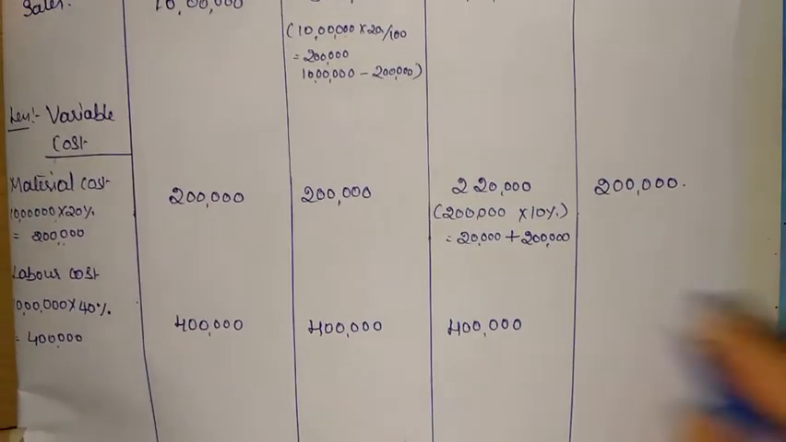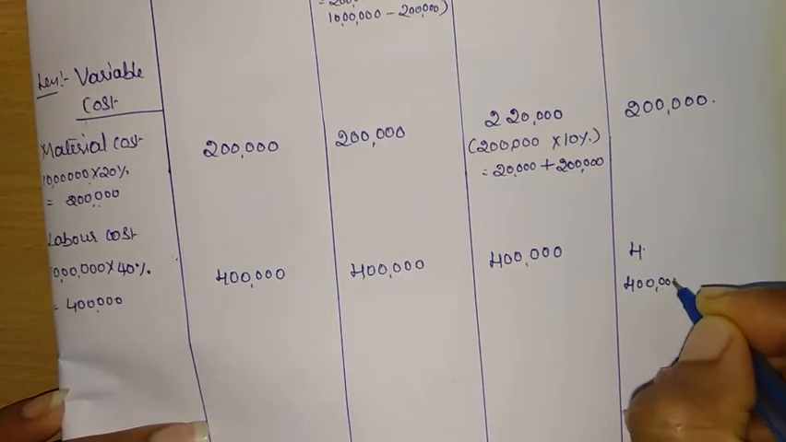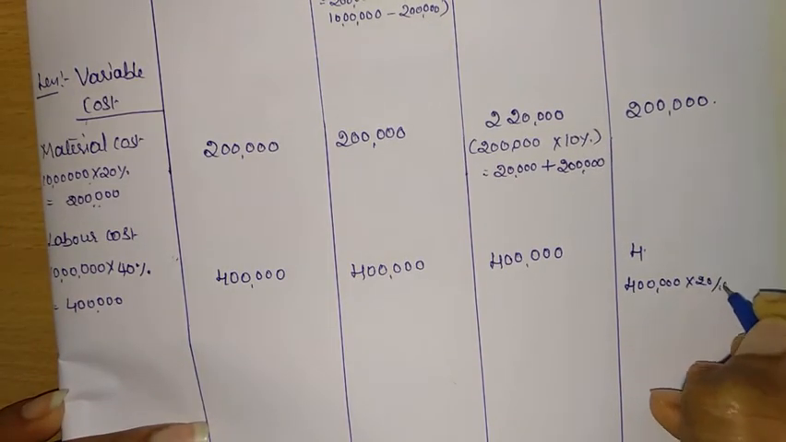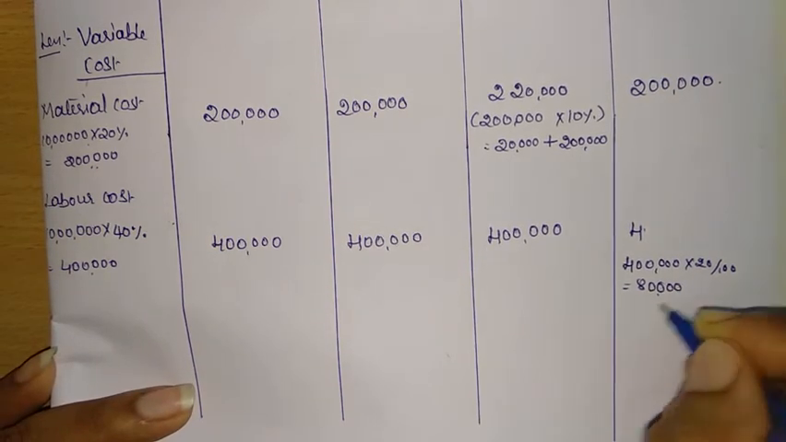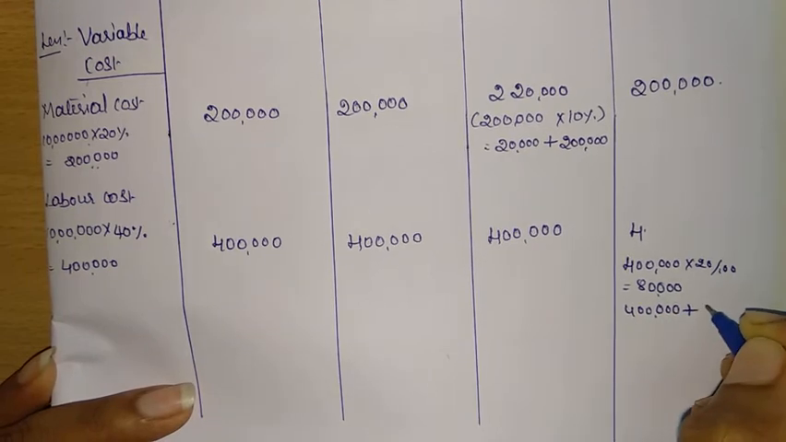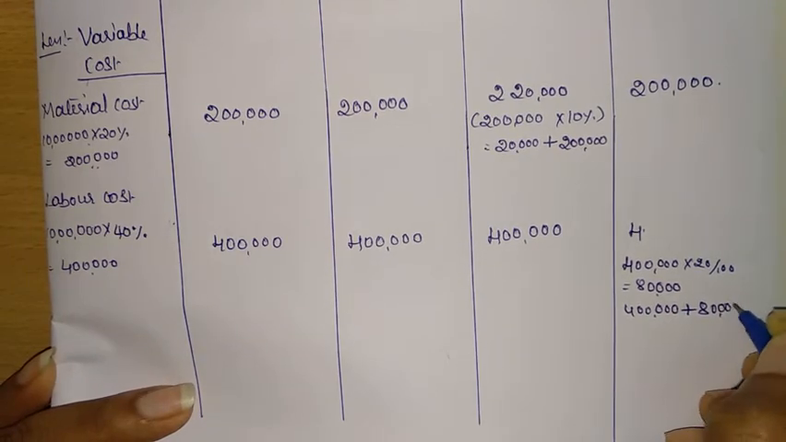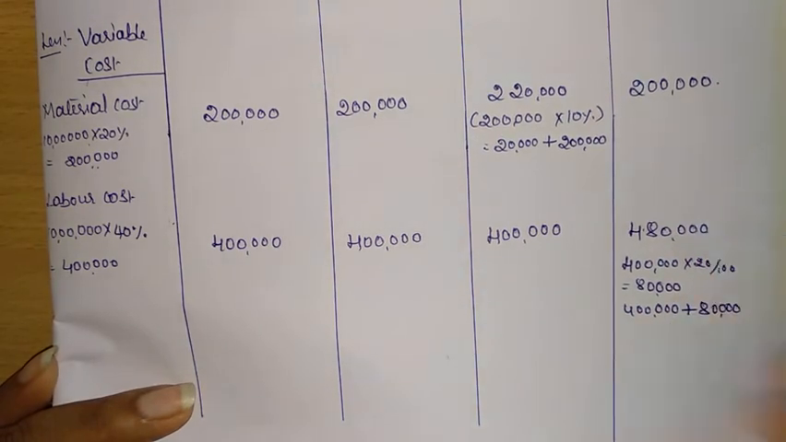So 20% increase. That means 4 lakh into 20%, that is 80,000. So 4 lakh existing labor cost plus increased labor cost, it is 80,000. So total 4 lakh 80,000.